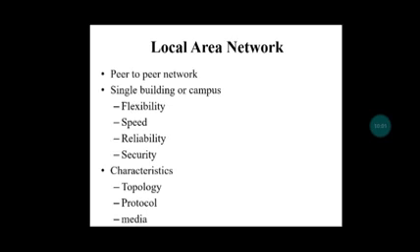Local area network: nodes or computers are connected peer to peer, so one node is connected to another node. We use different types of topology to connect the network. For a simple building or campus, we use a local area network. A whole organization or educational institution mostly uses a local area network. Within a campus, it connects n number of nodes. The main advantages are flexible speed, reliability, and security. The two characteristics are that we can use any type of topology, using protocols and media.